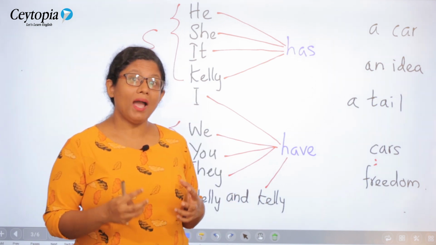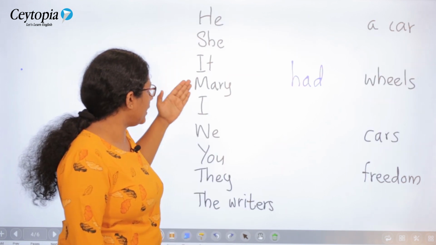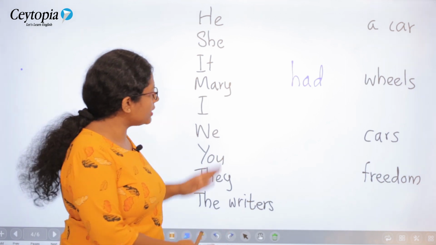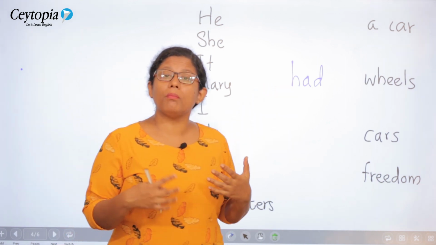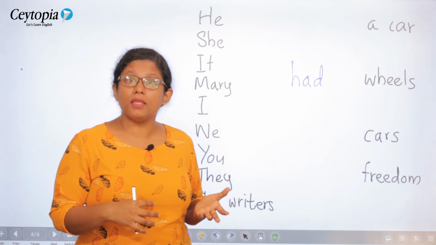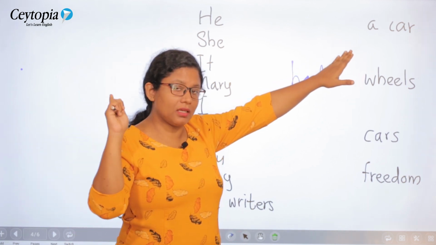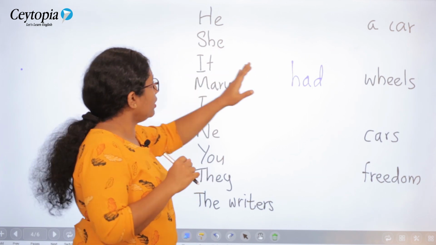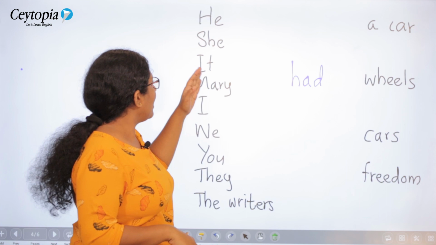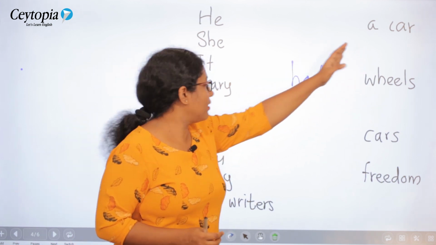Let's see how had is used in the past time. He, she, it, Mary, I, we, you, they, the writers. With all these subjects we use had to talk about the things we had in our possession in the past time. He had a car yesterday, last year. She had a car last year, not anymore. It had wheels. Mary had a car.